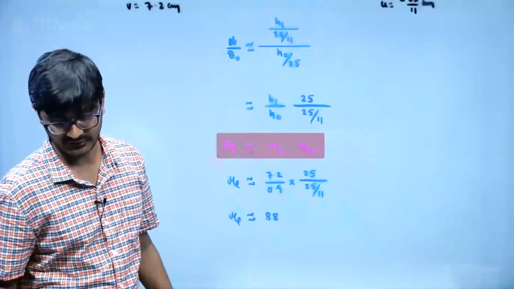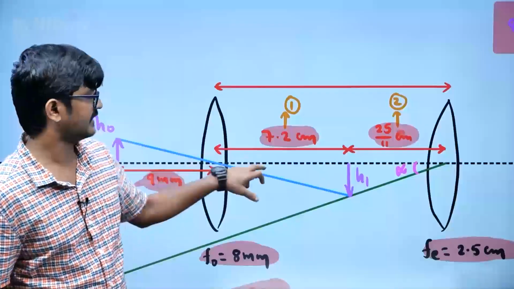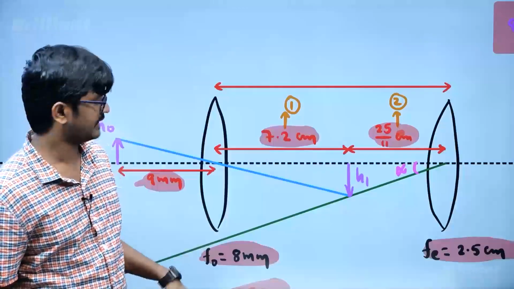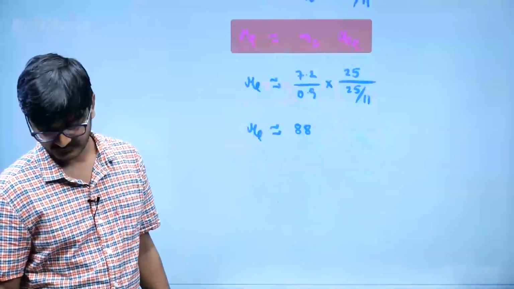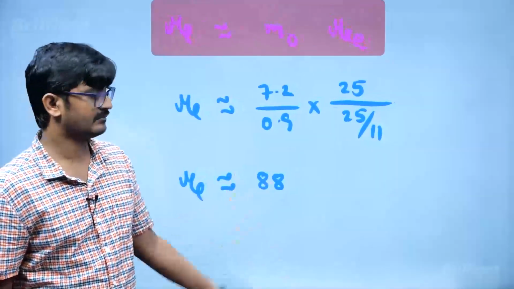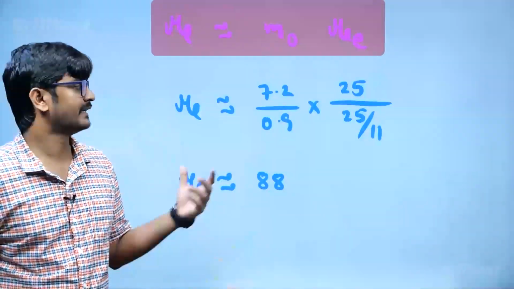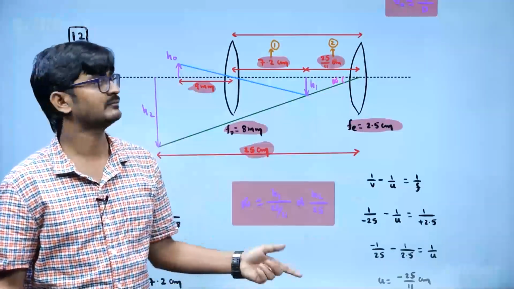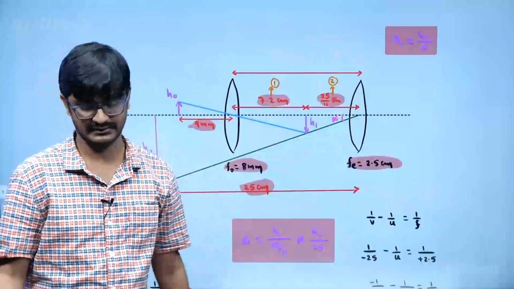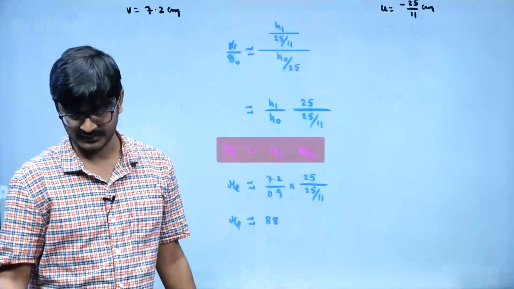Again, h1 by h0, how will you get it? Either you can take similar triangles, or you can say it is 7.2 by 9. Again, be careful with centimeter and millimeter. So you will be getting 88. So what does 88 mean? This particular instrument is making the angle subtended at my eye 88 times more than how it happens naturally, right?